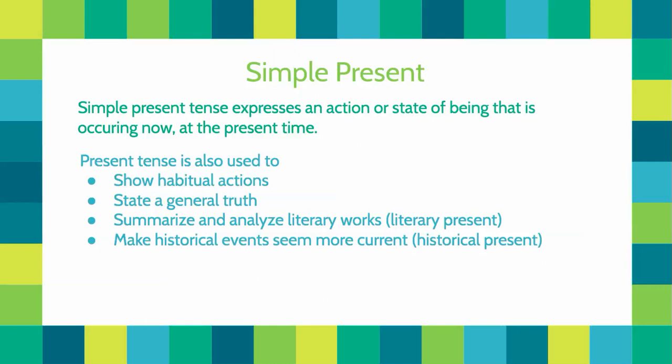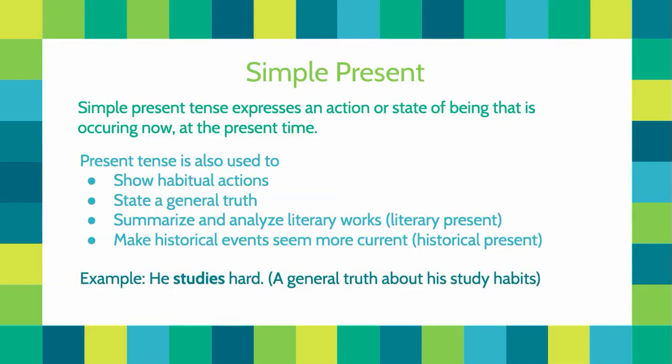We use present tense when we're writing about literature. This is important. This is something that students often struggle with. They want to use past tense because they think, well, it happened in the book and I already read the book. But in English literature, when we're writing about the books, the idea is that we're experiencing it again every time we read it. So we use what's called the literary present to summarize and analyze literature. And then sometimes in history, when we want to make an historical event seem more current, we use what's called the historical present tense.